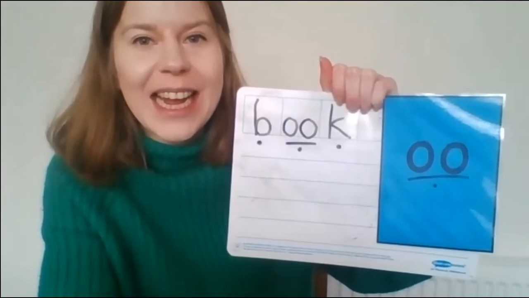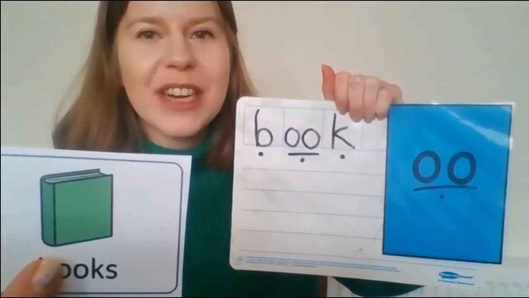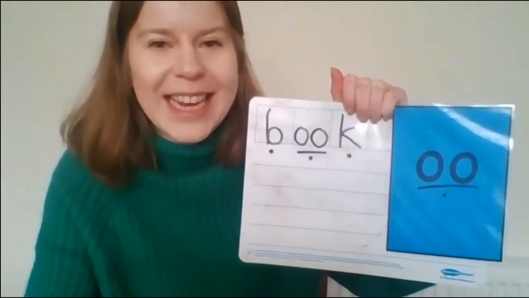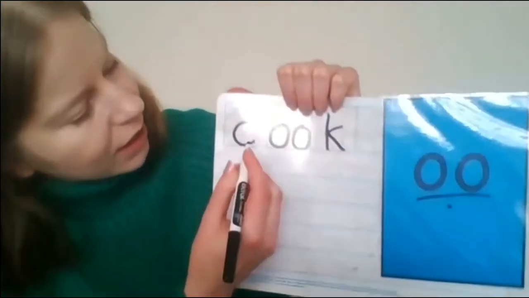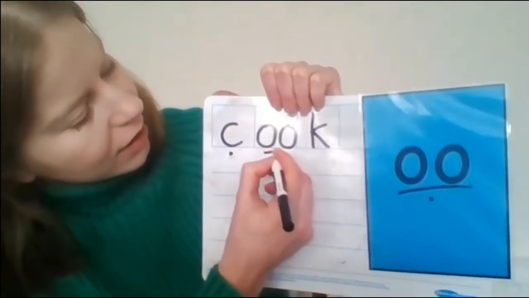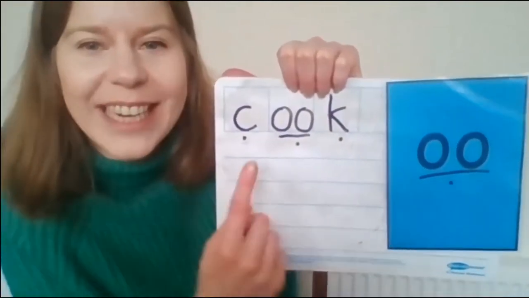Well done. I have a picture of a book here. I like to read lots of books. Now we're going to have a go at reading another word, which uses the short sound. And I'm going to add in the sound buttons. That's the digraph we're learning. Lovely. Now I need your help.